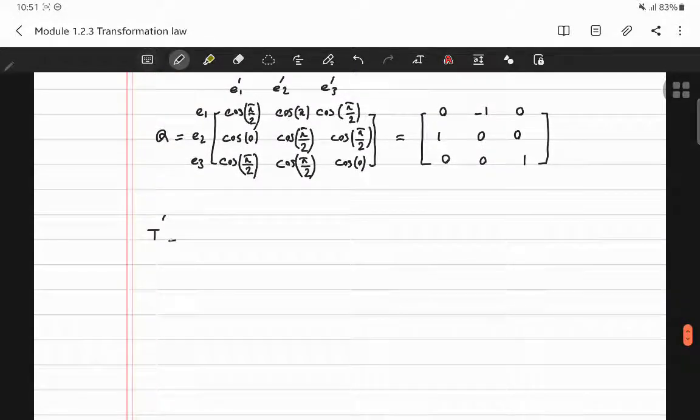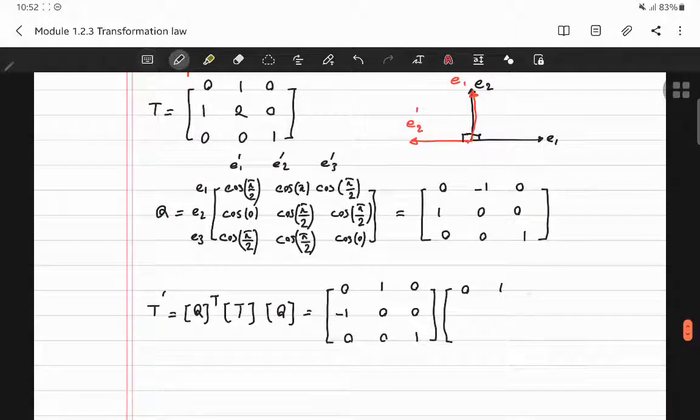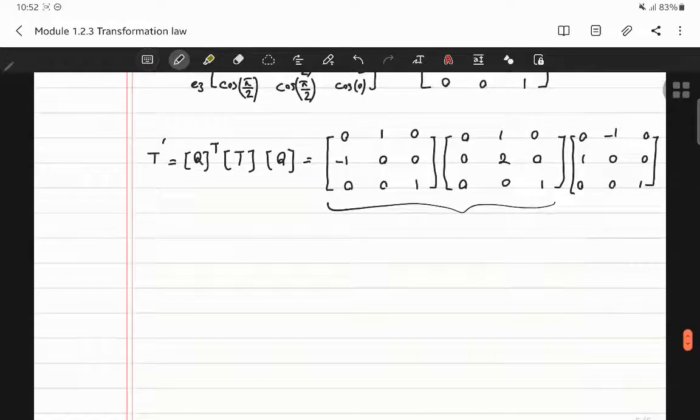So if you want to know the components of T prime, we have Q transpose T Q. So if you write the Q transpose, 0, 1, 0, minus 1, 0, 0, 0, 0, 1. I just swap the rows and the vectors. So I write this column as a row here, and this column as a row here. Then I have my T, 0, 1, 0, 0, 2, 0, 0, 0, 1. And I have my Q again. So you first multiply these two together.